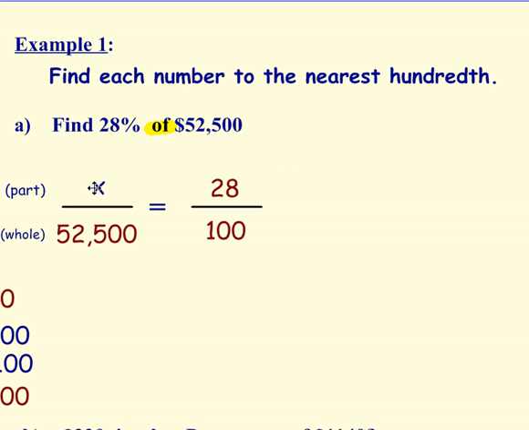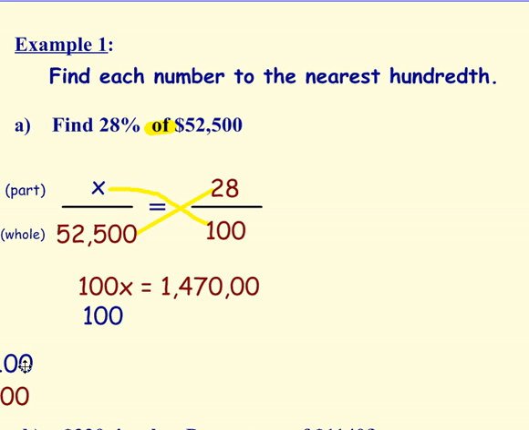So we're going to do a little bit of multiplication here. We're going to cross multiply, multiplying these two numbers and multiplying 100 by x. And I like to show my equation there. So you're going to get 100x equals 1,470,000. You divide by 100 on both sides. And that's the answer you should get: 14,700. Key thing is make sure that you're dividing by 100. Sometimes people might forget this last step.